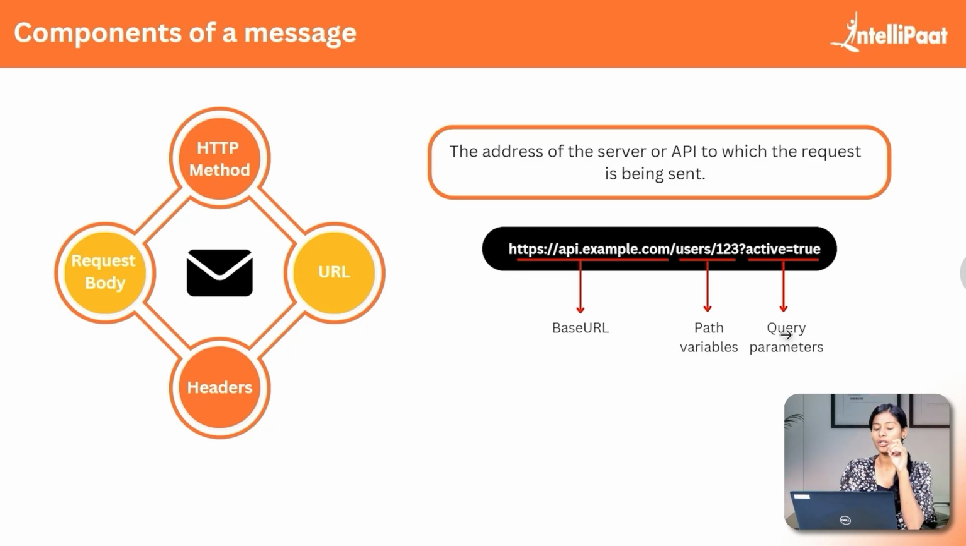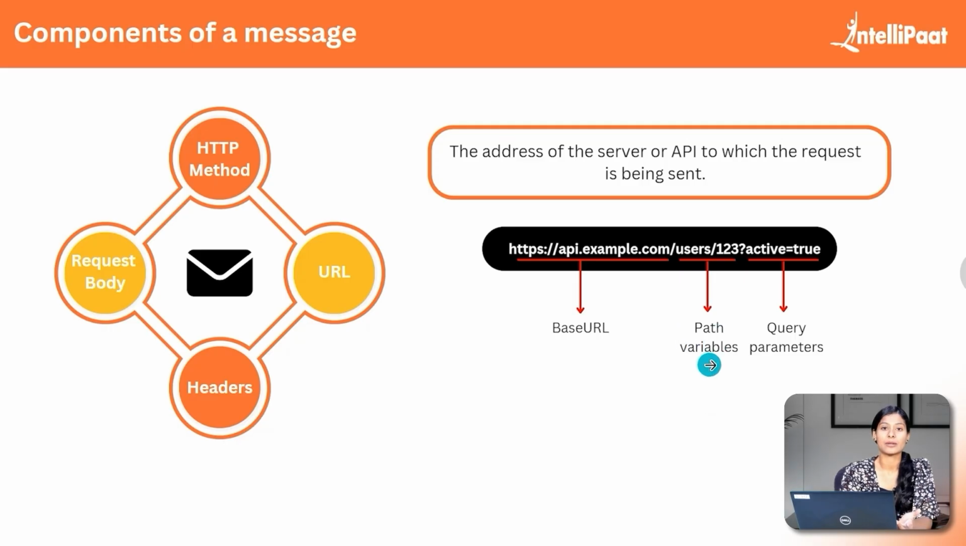But for now, all you need to understand is the base URL is like the server where all the requests are going. That is the base. Here, all the requests are supposed to go. Whatever request you're making in that particular API, everything will be going into that particular base URL that you've specified. Then you have path variables.